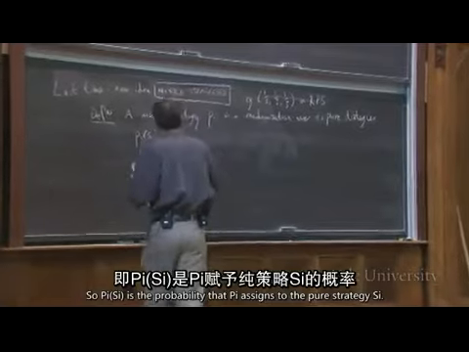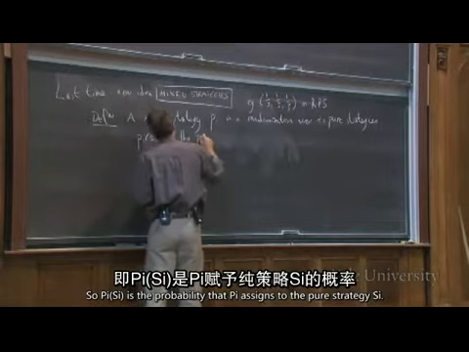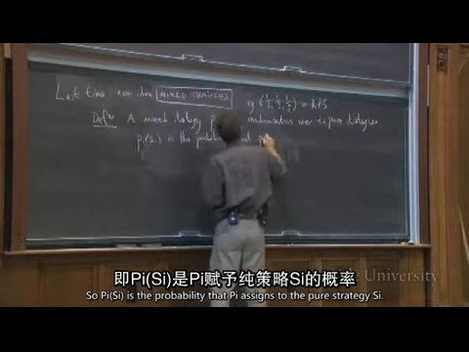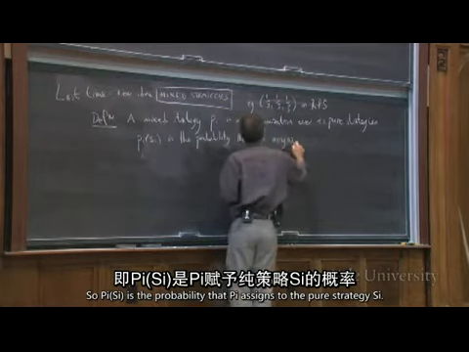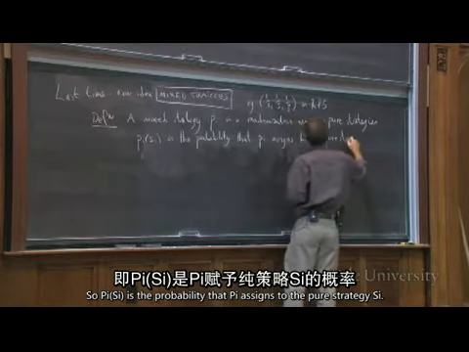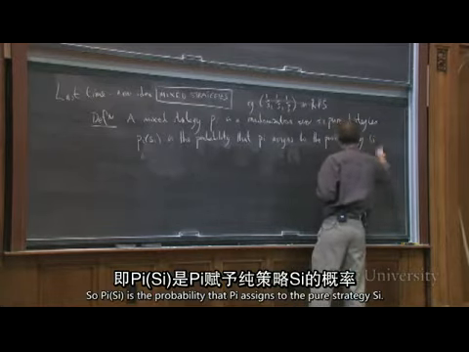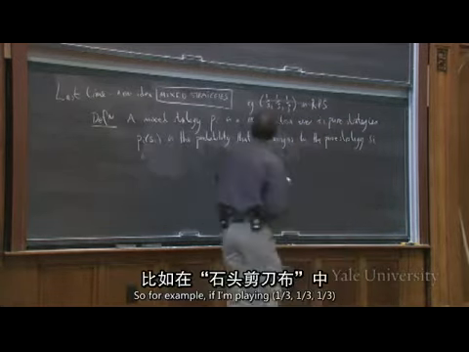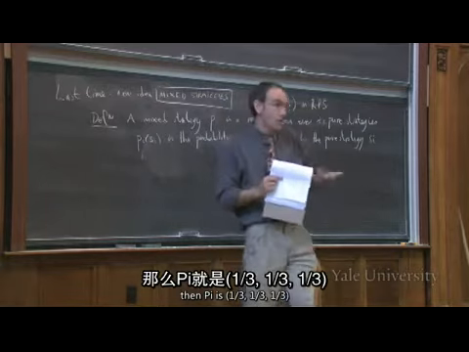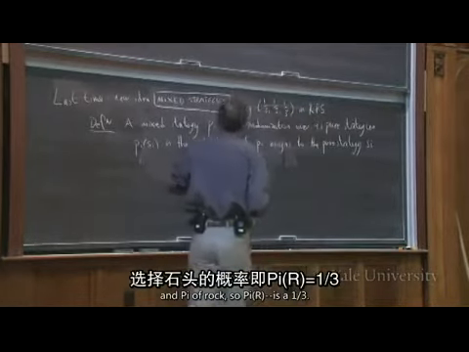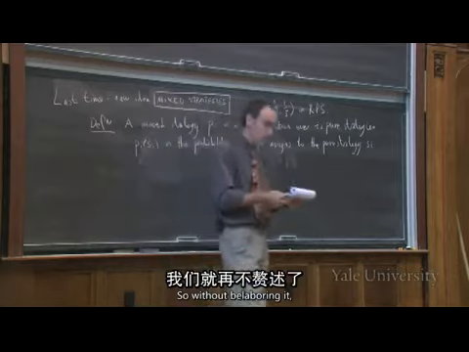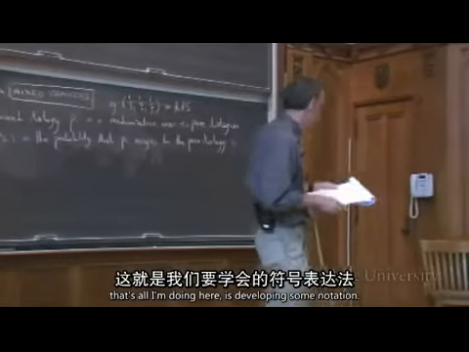All right, so P sub I of S sub I is the probability that P sub I assigns to the pure strategy S sub I. And let's immediately refer that back to our example. So for example, if I'm playing a third, a third, a third in rock, paper, scissors, then P sub I is a third, a third, a third, and P sub I of R, of rock, is a third. All right, so without belaboring it, that's all I'm doing here, is developing some notation.